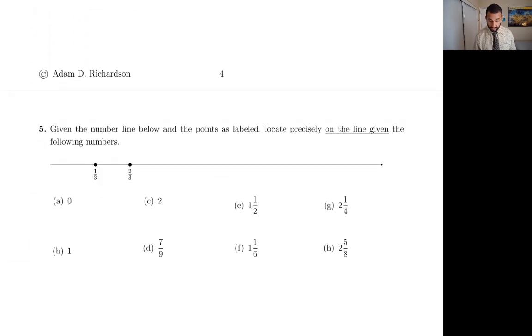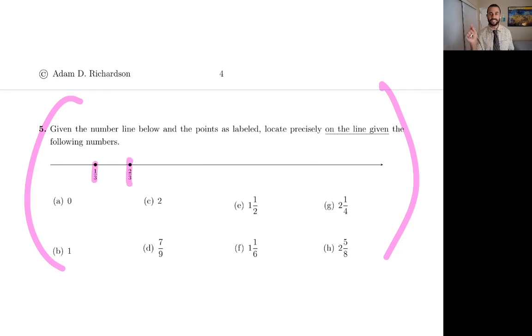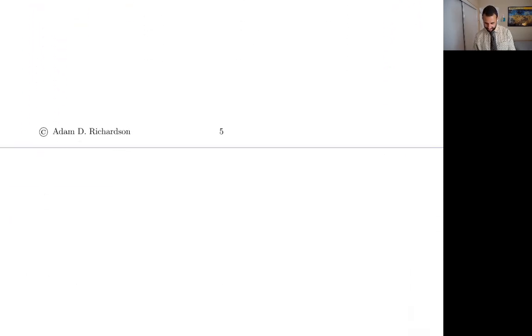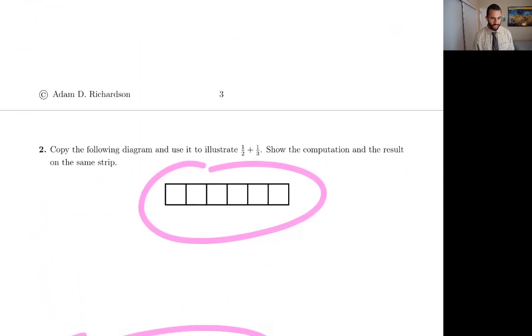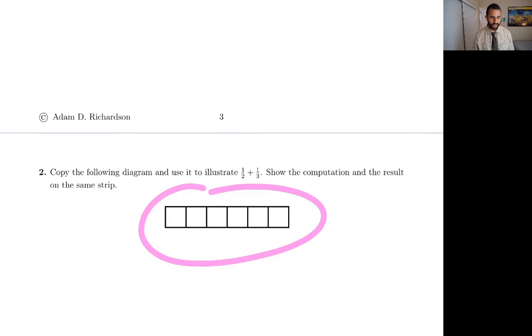And then also, there's one of these things where I give you two numbers on a line and I say, okay, mark precisely where all of these numbers are. That's the idea. All right, I guess that's it. Okay, then I think that's it for the entire lecture.